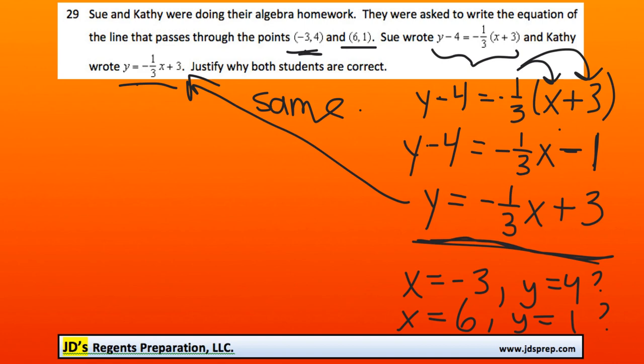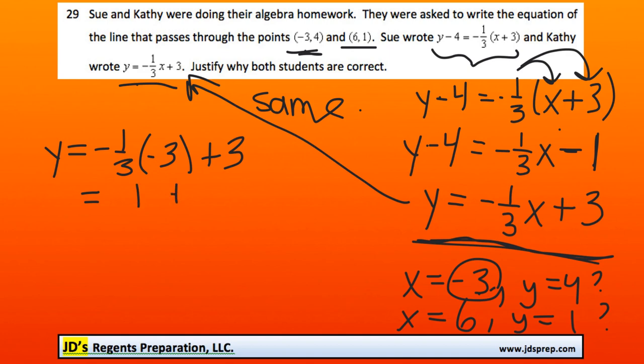Now we could also prove it algebraically by substituting x in the equation with -3 or 6, and then calculating the y value for each of them. For example, you may as well just do it real quick. So it's y equals -1/3 times x, so let's pretend x was -3, plus 3. -1/3 times -3 is 1, and 1 plus 3 does in fact get us an answer of 4, so that's correct.